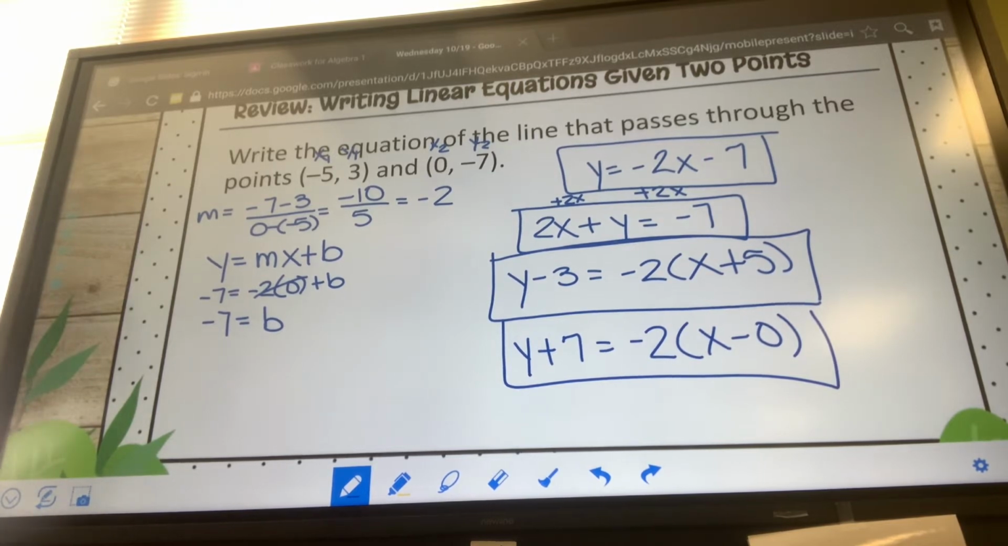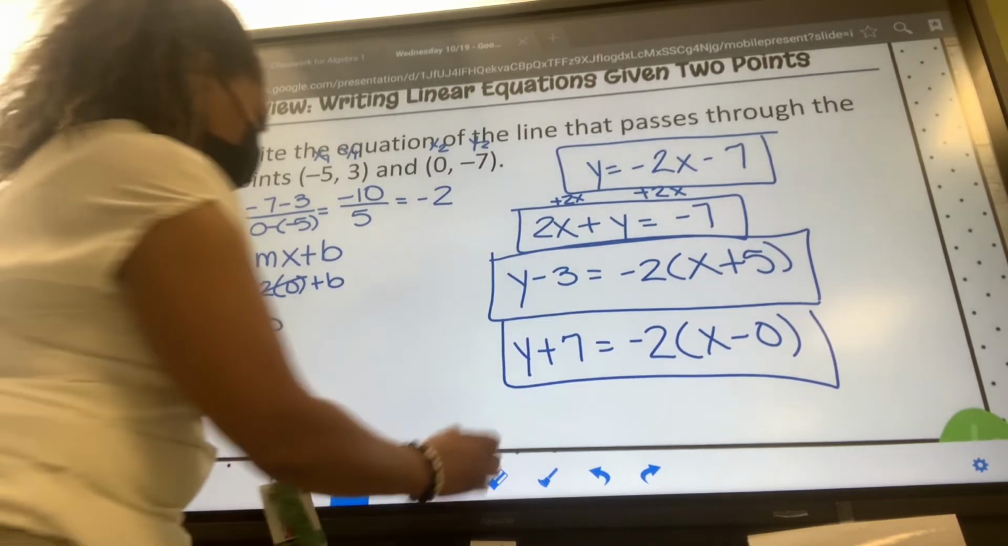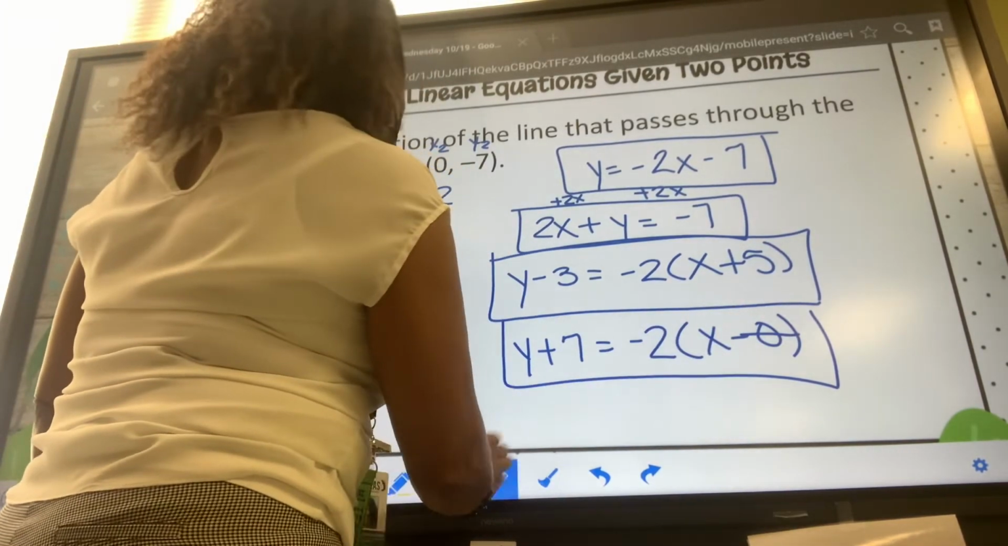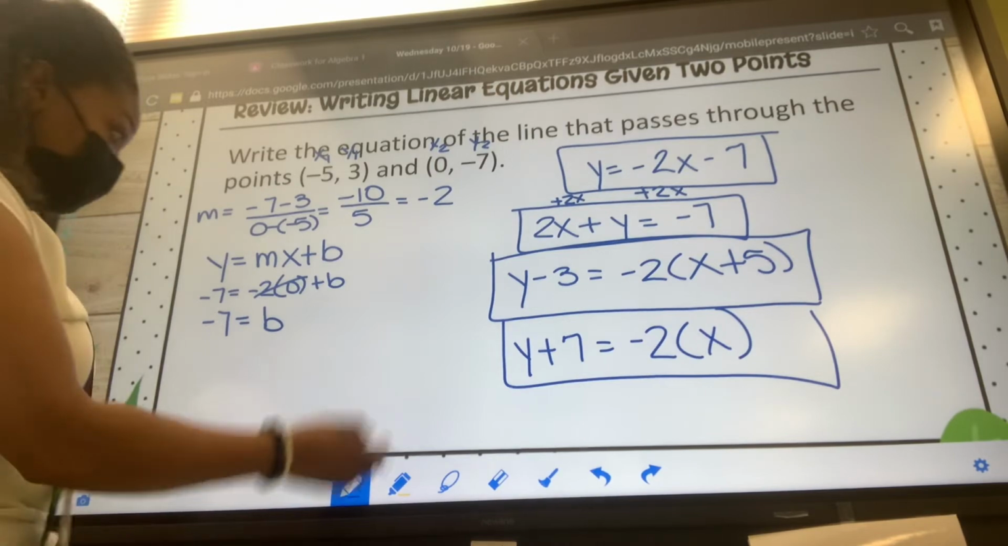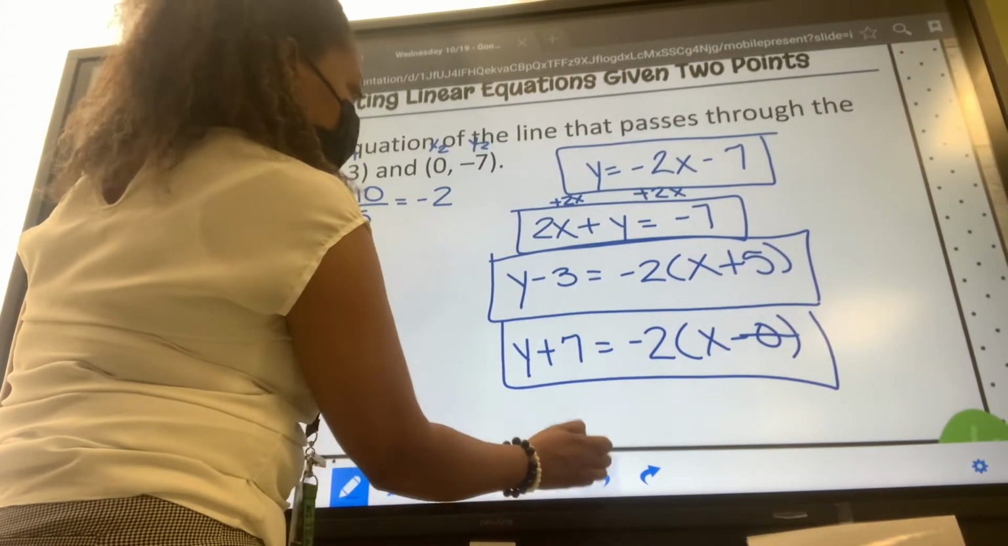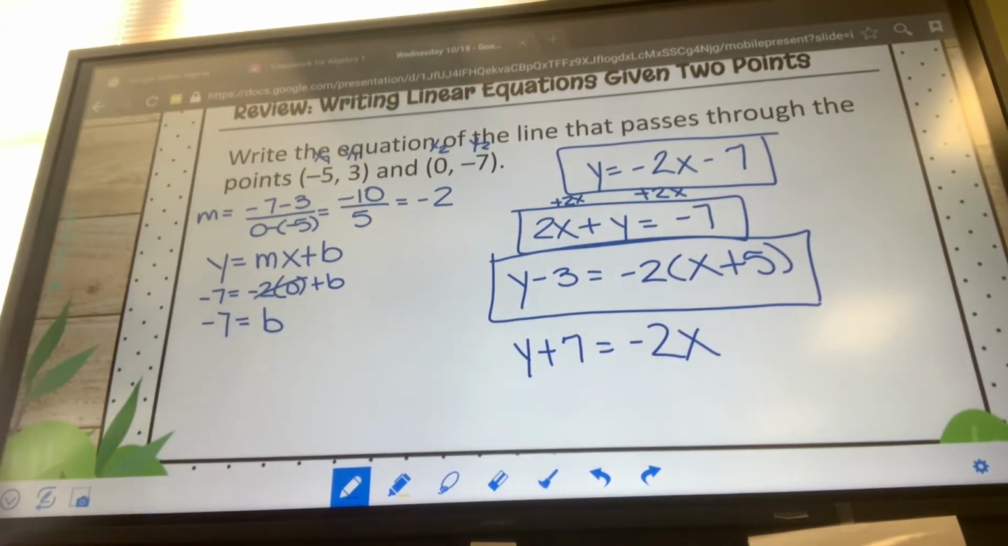Yes, Jasmine? Good afternoon. I'm sorry, I cannot hear the question. I thought 0 was neutral, so why would you put a negative sign? Well, just because of the formula. I mean, really, we can just write it like this. We don't really need to put parentheses. We can really just write it like this, because that's probably how you're going to see it anyway. Okay?